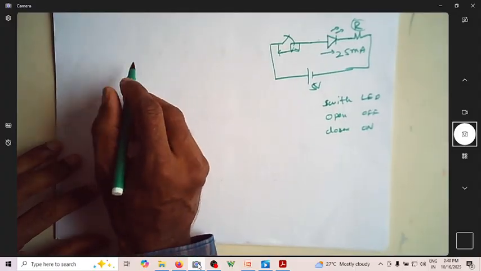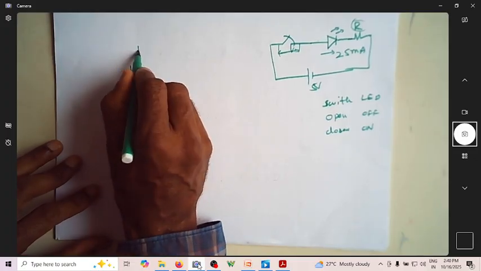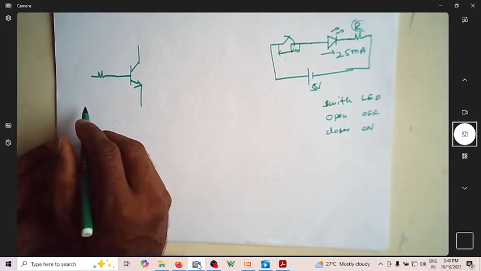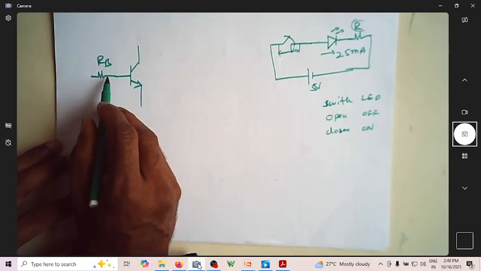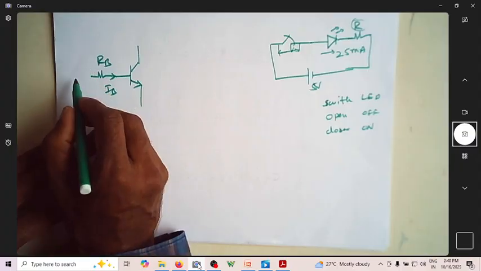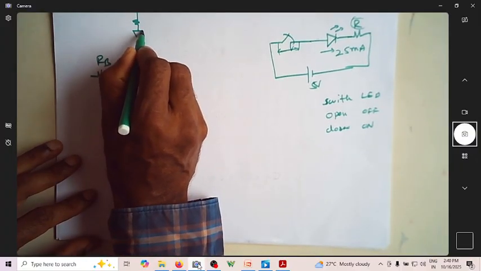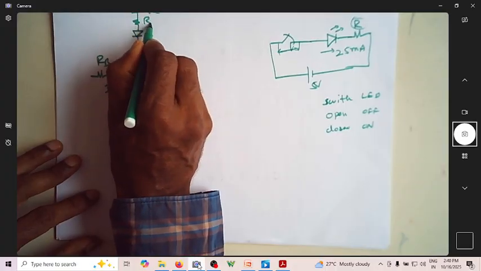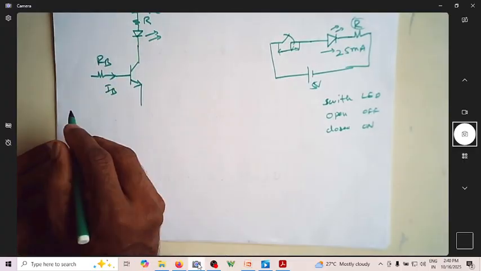For that, let me consider this BJT, and this is the RB resistor which is going to control my current. This is IB, and let me put the LED here. Now this is VCC, this is the R value, and assume that this is the LED.